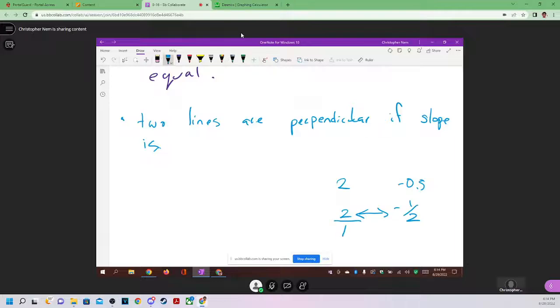Technically 2 is represented as 2 over 1. What did I do there? I flipped, or I reciprocate. So two lines are perpendicular if the slope is, well, it's also a different sign. This one's negative, so we got to say negative reciprocal. I spelled reciprocal wrong. Not only are you changing the sign of your slope, but you're also flipping it. You're also reciprocating it.